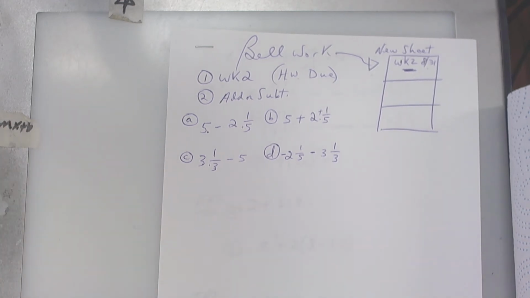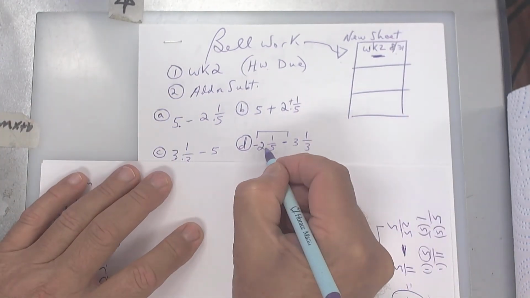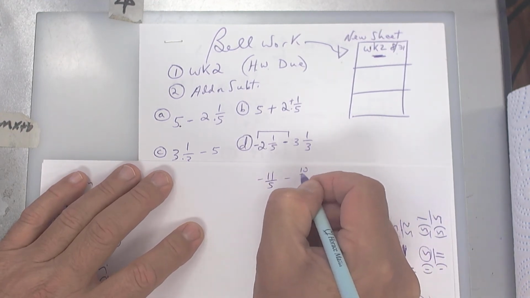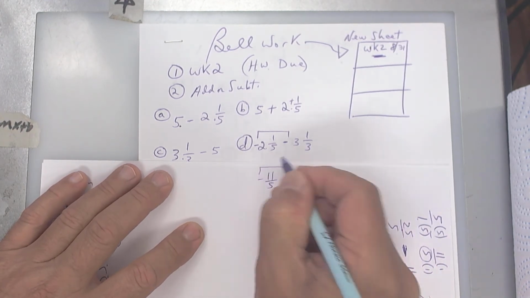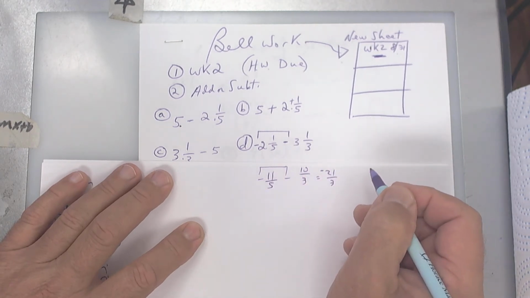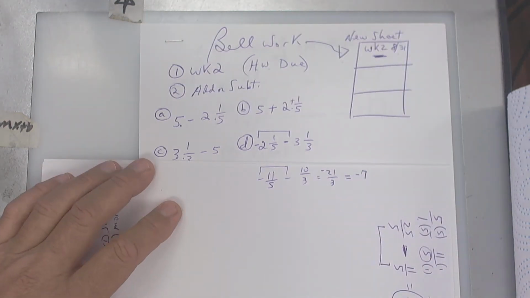Last one. The last one, the signs are the same. So it's 10 plus 1. So it's 11 over 5 minus 10 over 3. The signs are the same, so you add that up and get 21 over 3. Keep the sign. So it's going to be a negative 7 on that one.